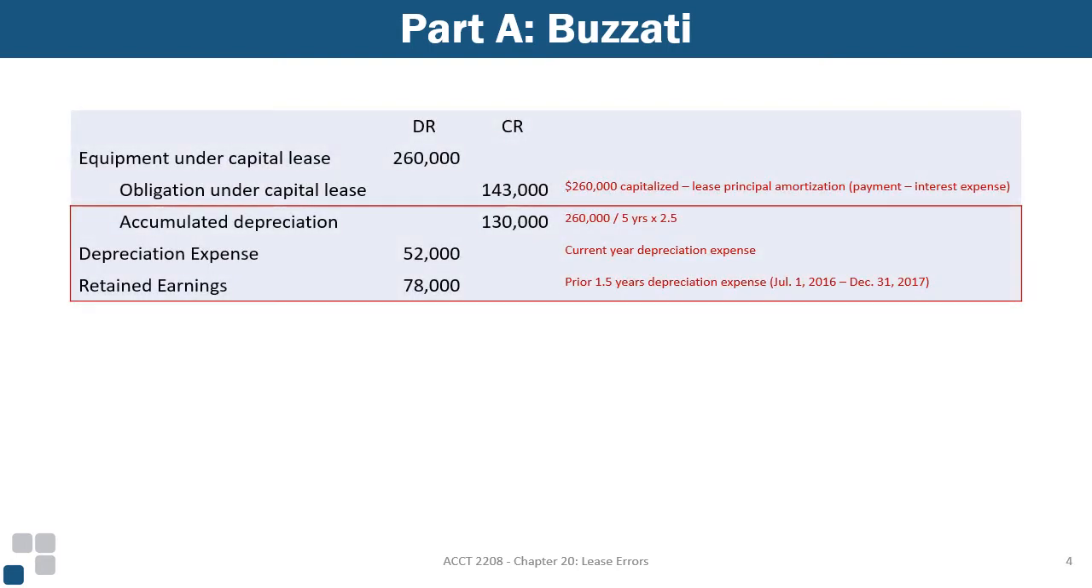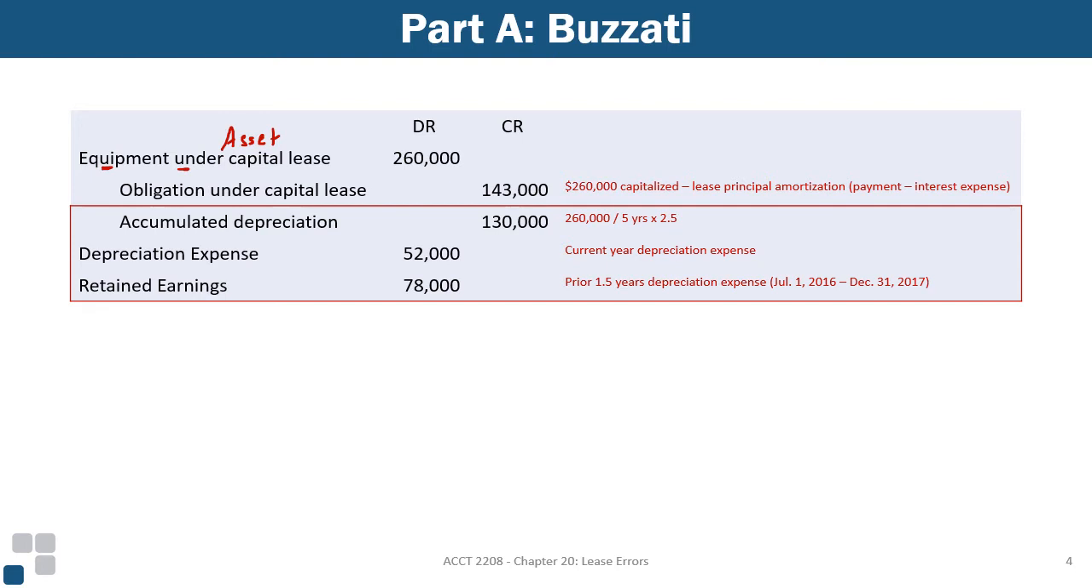All right, the next component of this error relates to not properly capitalizing the equipment. Back here from the previous entry, we have a debit to equipment under capital lease. Once that equipment has been capitalized as an asset, what we have to do, of course, is depreciate. So we need to determine how much depreciation is missing over that period of time.